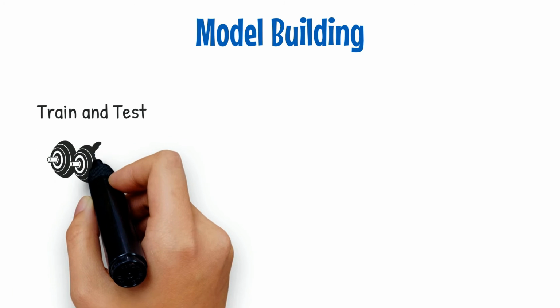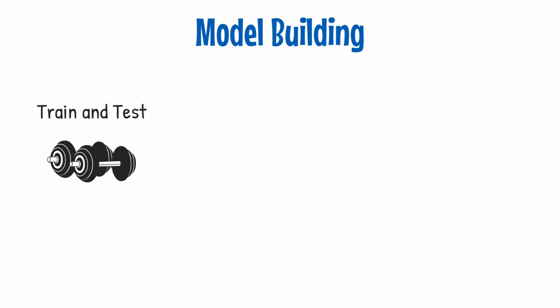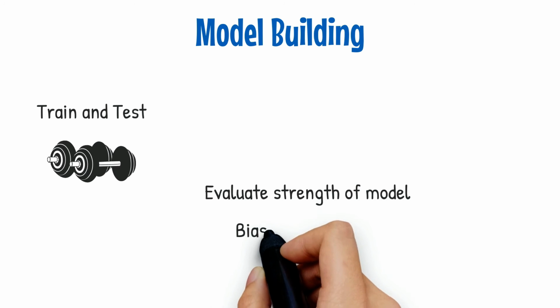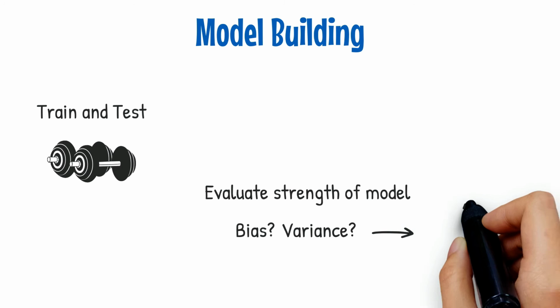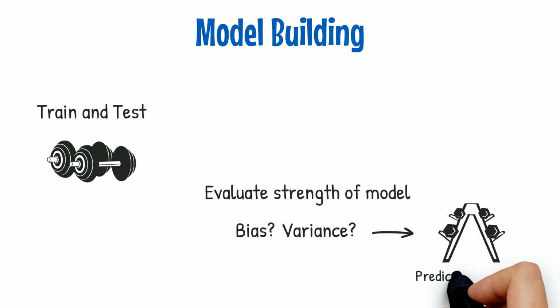Model building. The last step of the workflow is model building. In this step, we start to train and test our data for machine learning models. Here, we want to make sure to evaluate the strength of our model for performance. Terms like bias and variance will be discussed at a later time to help understand what the model is telling us about our prediction strength.